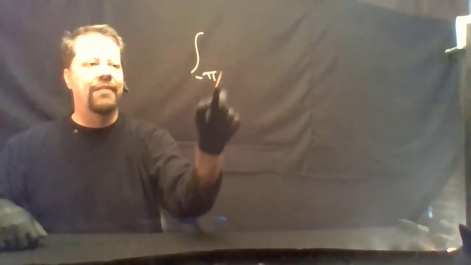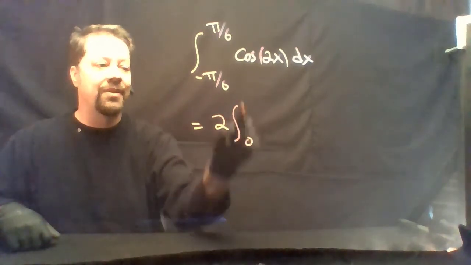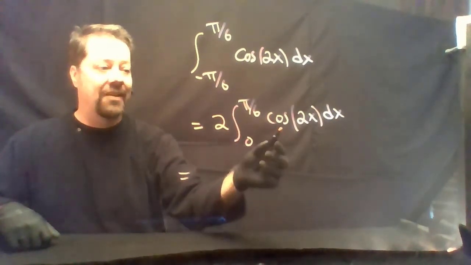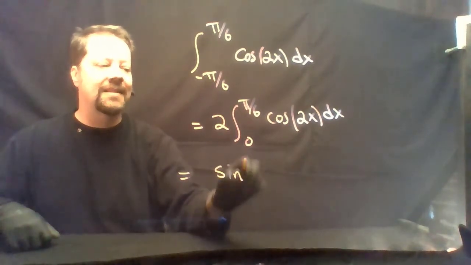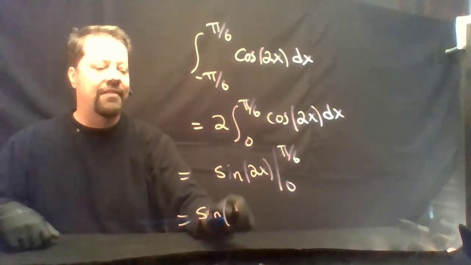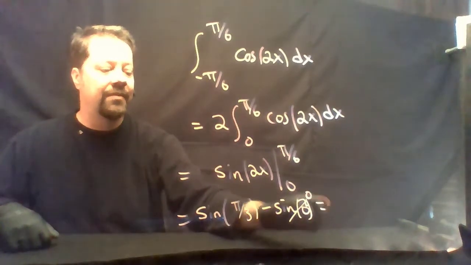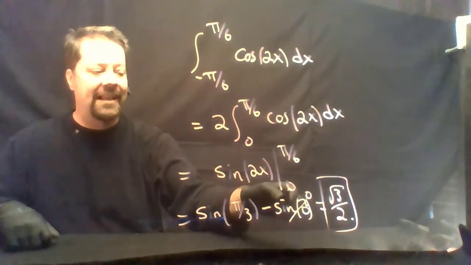Suppose I'm integrating from negative pi over 6 to pi over 6 of the cosine of 2x dx. Because cosine is even, we can just call this twice the integral from 0 to pi over 6 of the cosine of 2x dx. When we calculate an antiderivative of cosine 2x, don't forget to divide by 2. So we'll have 2 divided by 2. We'll end up with sine of 2x, evaluated from 0 to pi over 6. So this gives you the sine of pi over 3, 2 times pi over 6 is pi over 3, minus the sine of 0. The sine of 0 is 0, the sine of pi over 3 is the square root of 3 over 2. This is easier than if we had evaluated from negative pi over 6 to pi over 6.